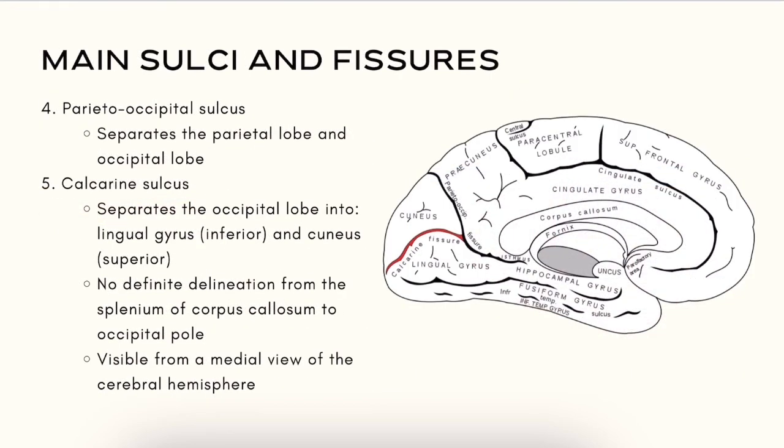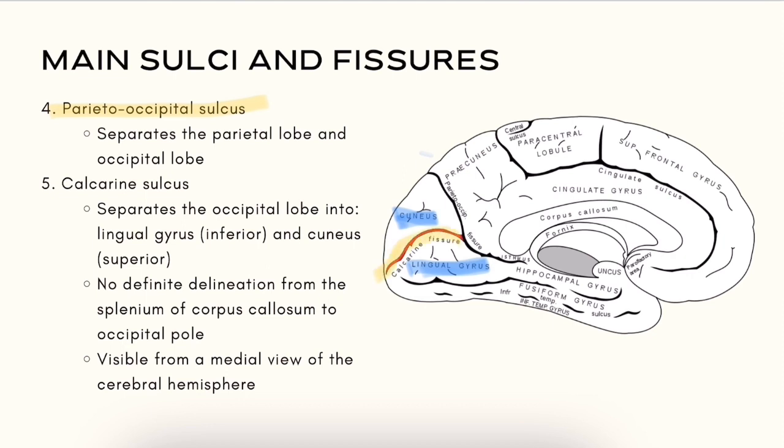Next we have our parieto-occipital sulcus. This separates the parietal lobe from the occipital lobe. So if this is our parietal lobe and this is our occipital lobe, okay, this area right here, the separation would be our parieto-occipital sulcus right there. And then we have our calcarine sulcus, which separates the occipital lobe into our inferior lingual gyrus, this is our lingual gyrus, and our superior cuneus. And the calcarine fissure or sulcus is the one in red right here.